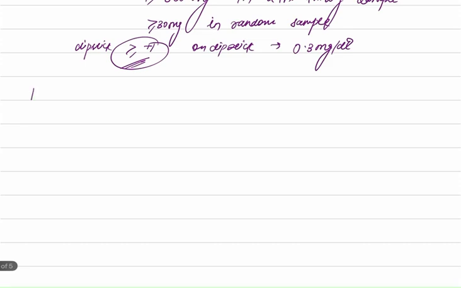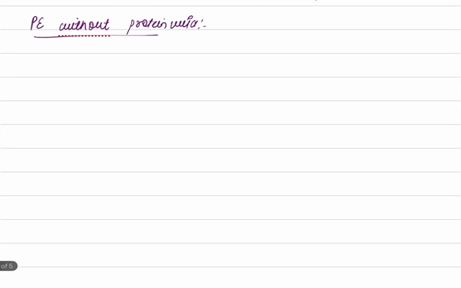But we can also define preeclampsia without proteinuria. As I said above, preeclampsia is associated with proteinuria as well as end organ damage. So if preeclampsia is existing without proteinuria, it means that end organ damage will be there to define the preeclampsia.